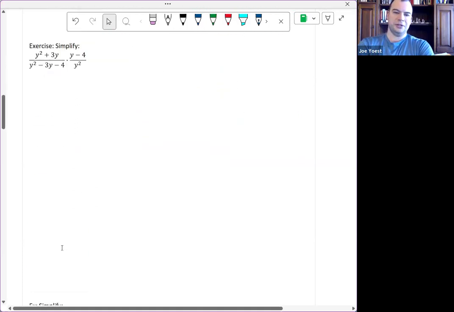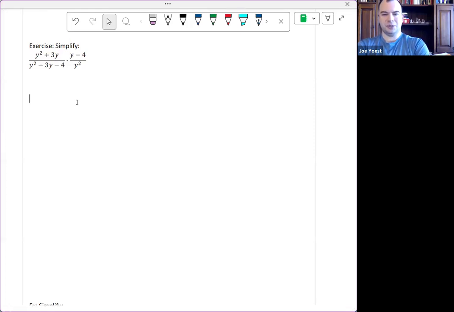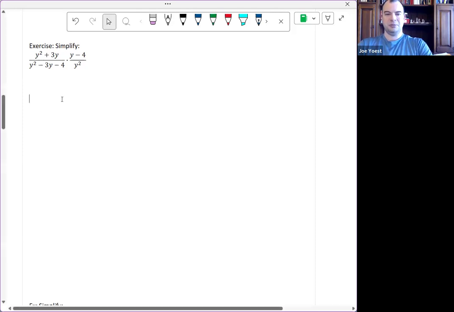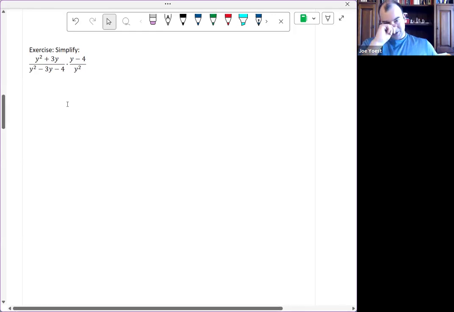Okay, let's jump right into an exercise then. Simplify this product of 2 rational expressions. The first is y squared plus 3y all over y squared minus 3y minus 4. And the second is y minus 4 over y squared. Those are multiplied together, so simplify that product. Let's take about 3 minutes or so to work through this one, and then come back and discuss it.